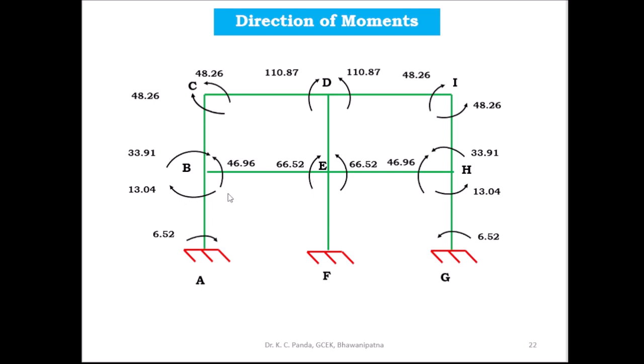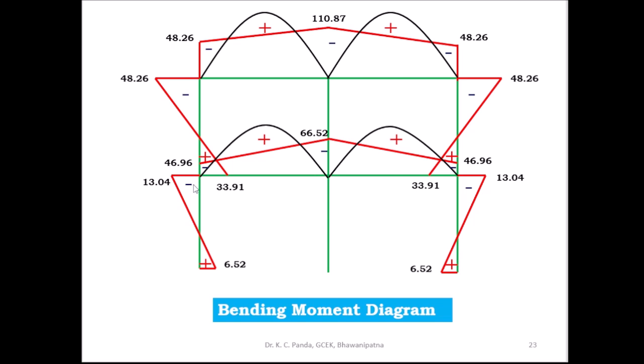final bending moment diagram. Here you see the arrow mark is towards inside, and here the arrow mark is towards outside. Draw one line 6.52, and here you draw 13.04. Then you join these two points. This is 13.04 and this is 6.52. If the tension is inside, then you take positive. If the tension is outside, then you take negative. 13.04 and this side 6.52.